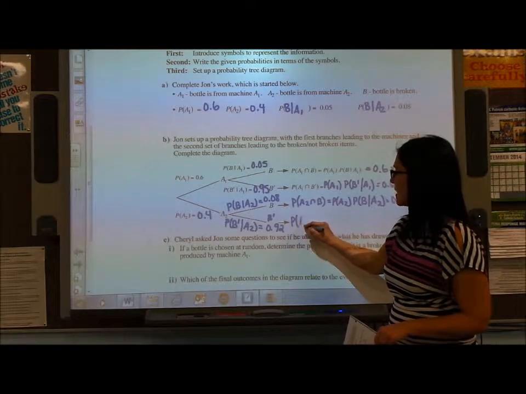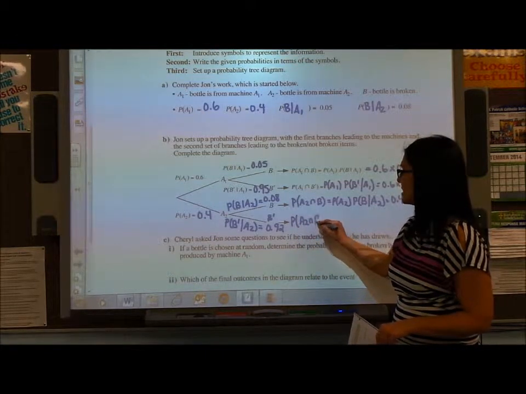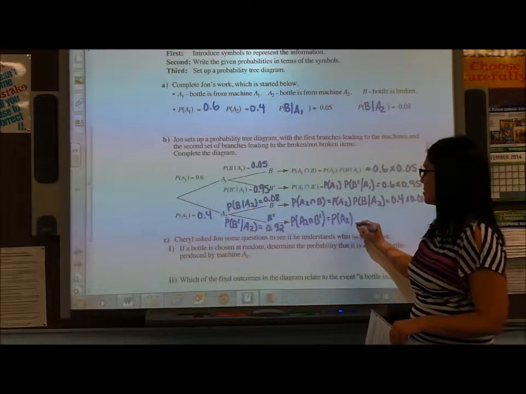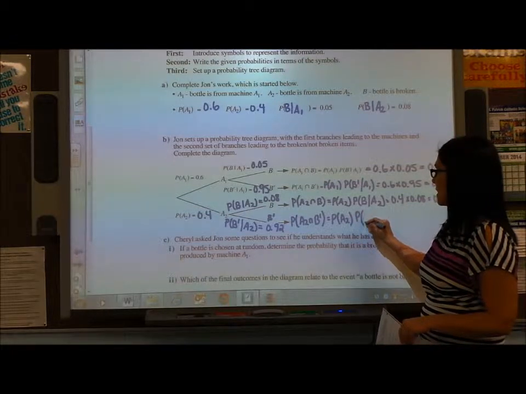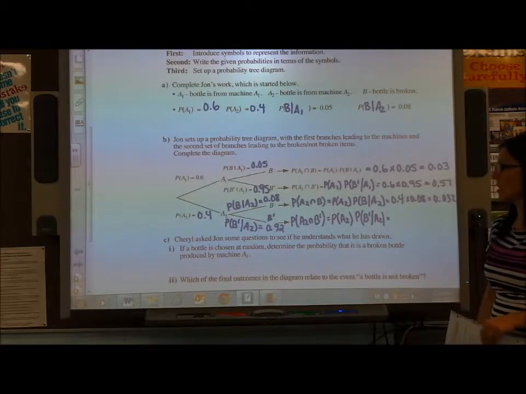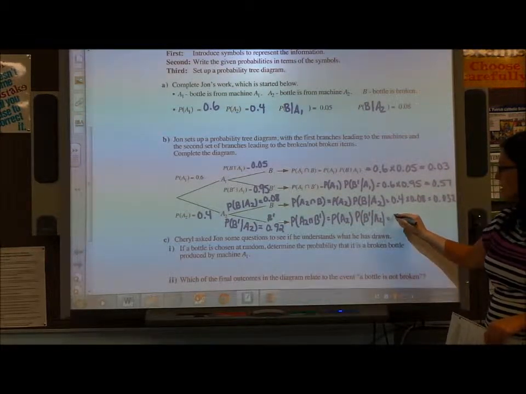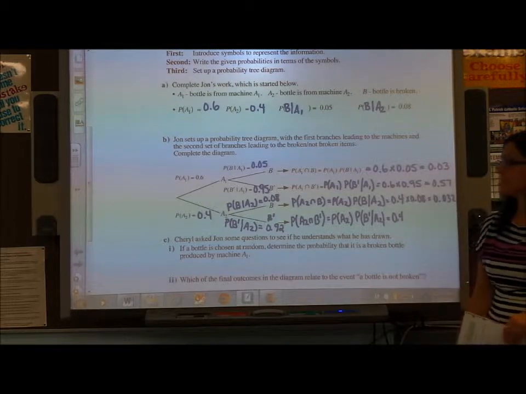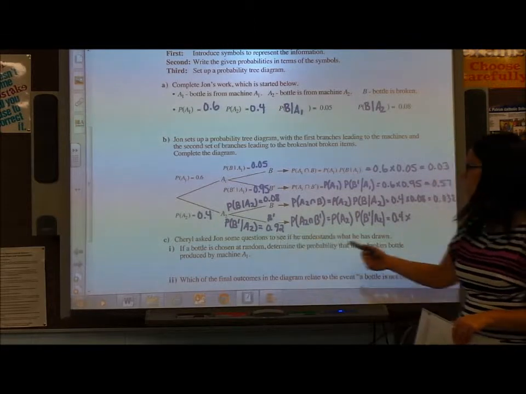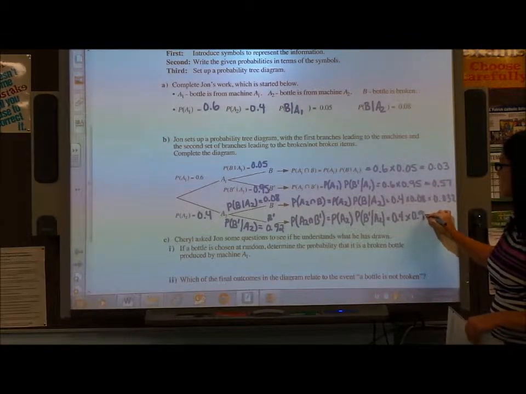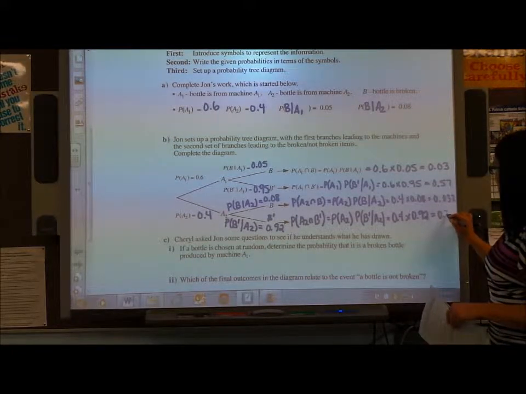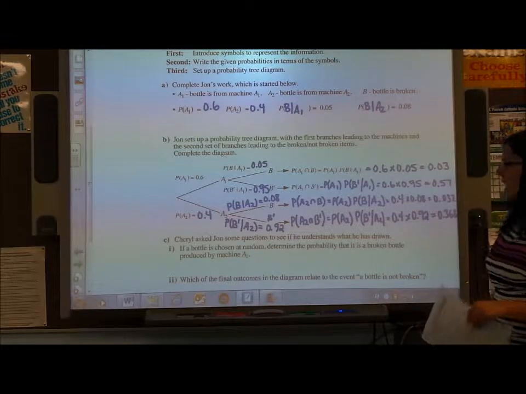And then the probability that it came from A2 and it's not broken is the probability that it came from A2 times the probability that it's not broken given that it came from A2. So the probability it came from A2, 0.4. The probability that it's not broken given that it came from A2 is 0.92, which equals 0.368.